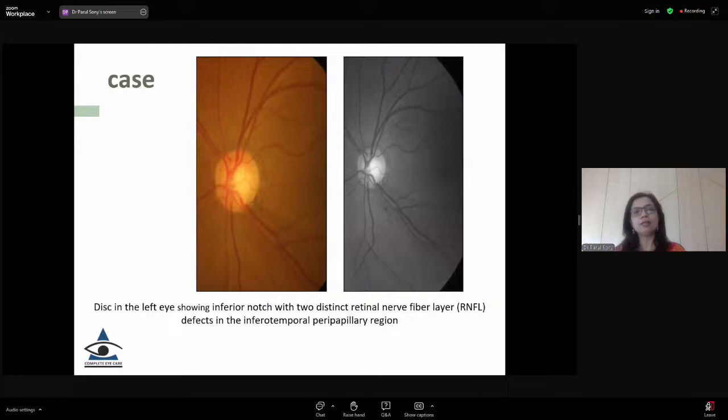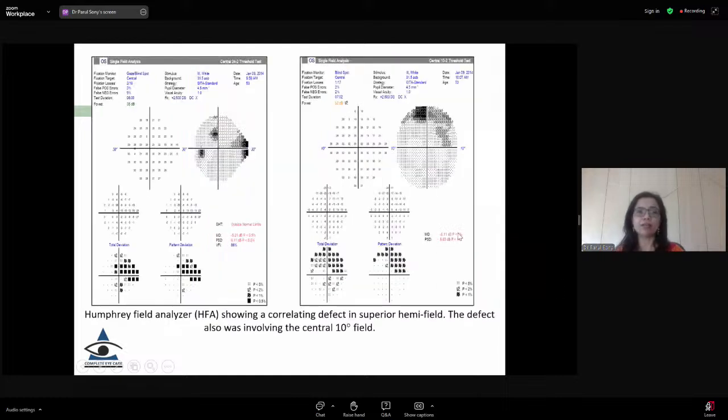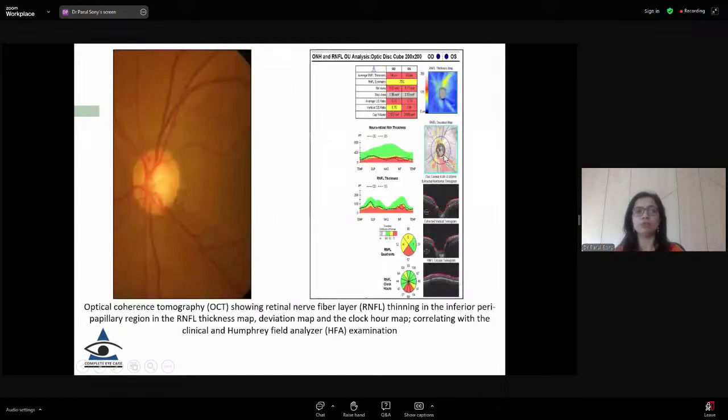Just to show you a clinical correlation, in this patient you can pick up a small wedge defect in the inferior pole, more clearly seen in the red free image. And again, this correlates well with the superior defect on visual field. And again, the defect is very well highlighted on a 10-2 visual field.